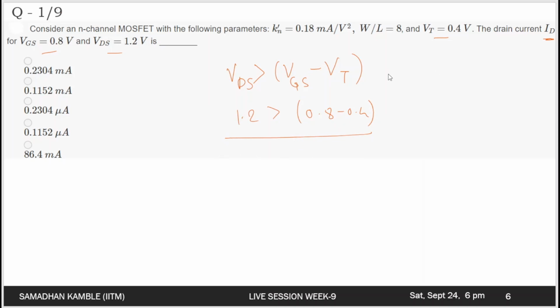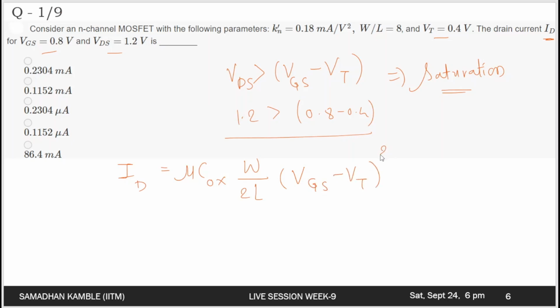So the saturation condition has been satisfied here. That means we can use the saturation equation for the ID value. So ID in the saturation region is given by mu times Cox, where mu is the mobility and Cox is the oxide capacitance, then W by twice L, where W is the width and L is the length of the MOSFET, and then VGS minus VT bracket squared. So this particular equation we can directly use.